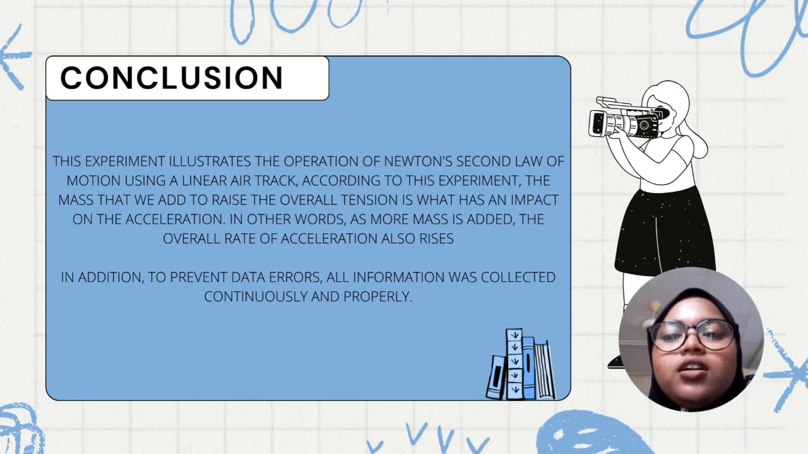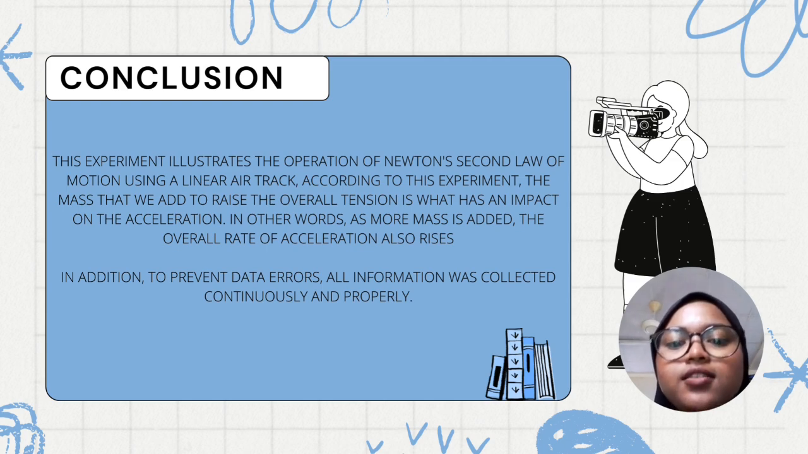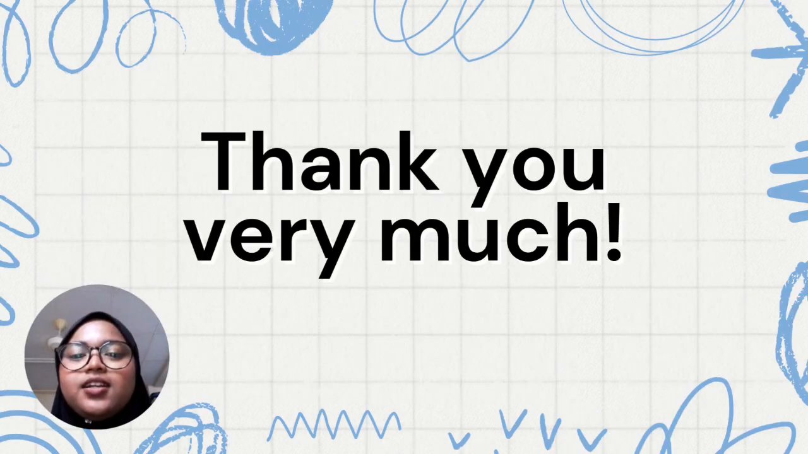In conclusion, this experiment illustrates the operation of Newton's second law of motion using a linear air track. According to this experiment, the mass that we add to raise the overall tension is what has an impact on the acceleration. In other words, as more mass is added, the overall rate of acceleration also rises. In addition, to prevent data errors, all information was collected continuously and properly.